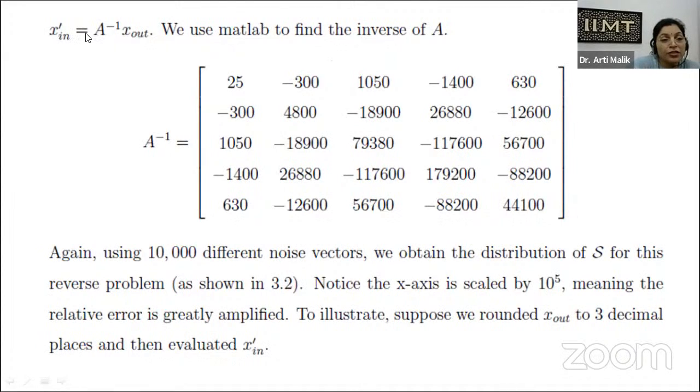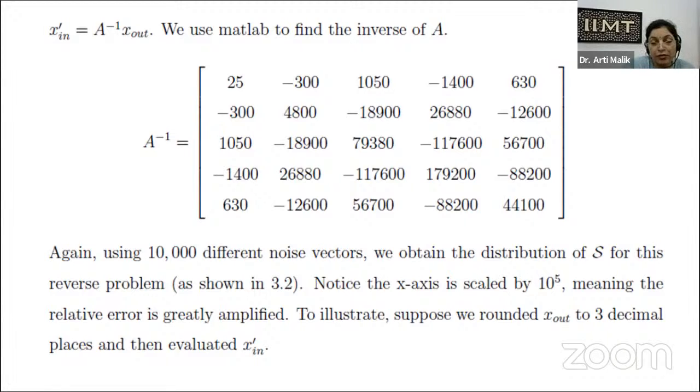For the reverse problem, x dash is equal to A inverse y dash. We use the inverse matrix, which is given by this matrix. Again, using 10,000 different noise vectors, we obtain the distribution of S for this reverse problem. Notice the x-axis is scaled by 10 raised to the power 5, meaning that the relative error is greatly amplified.